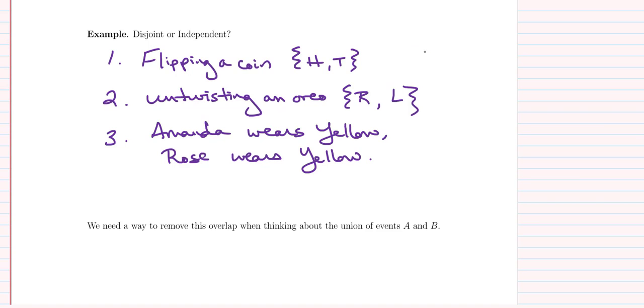Alright, so number 1 should be relatively easy since we've talked about it and even used this as an example of disjoint events. So either you get heads or you get tails, you cannot have both. So that automatically makes them disjoint. Untwisting an Oreo. Disjoint or independent? Well, if you untwist an Oreo and the cream ends up on the left cookie, great. Or on the right cookie, great. But it can also end up on both at the same time. But the question is, does the occurrence of one have any influence over the other?